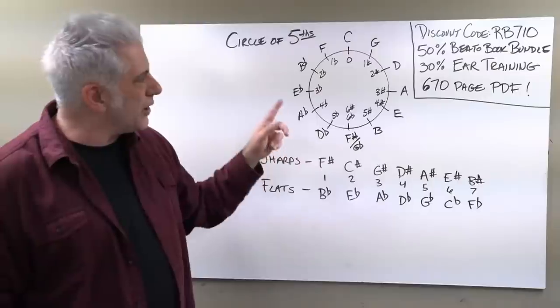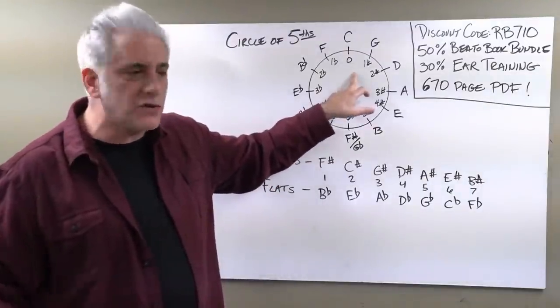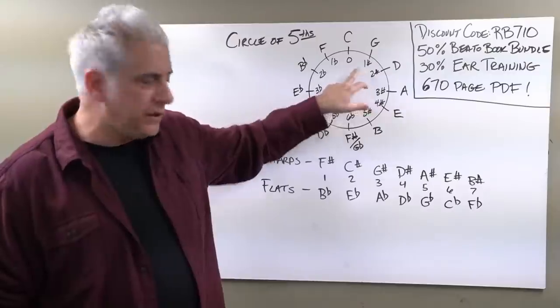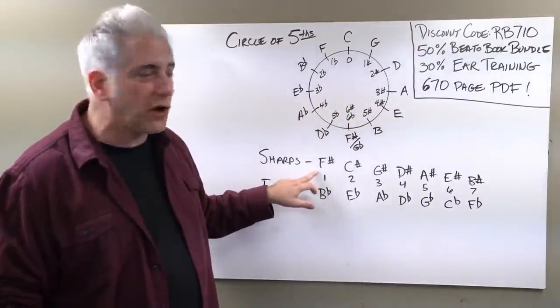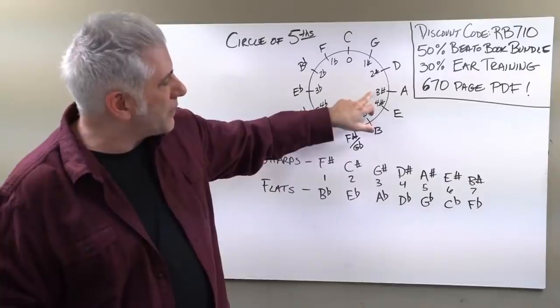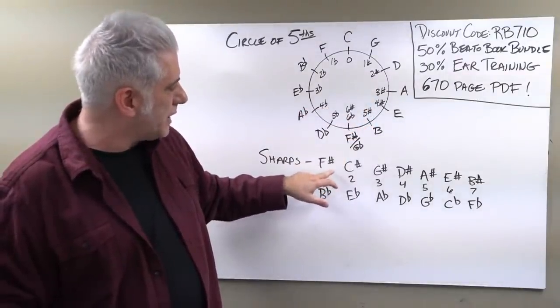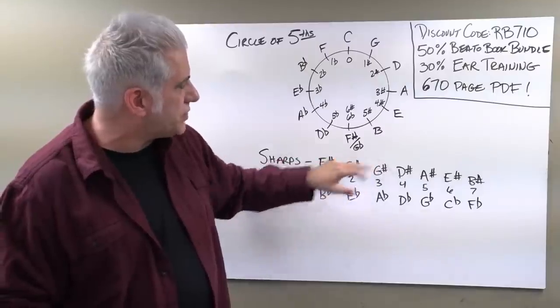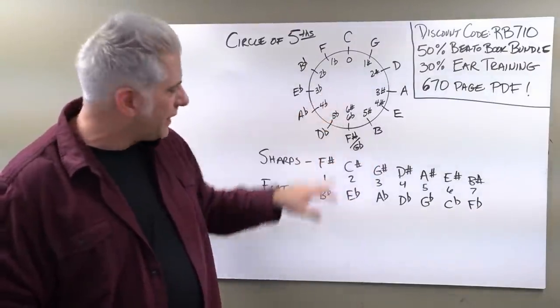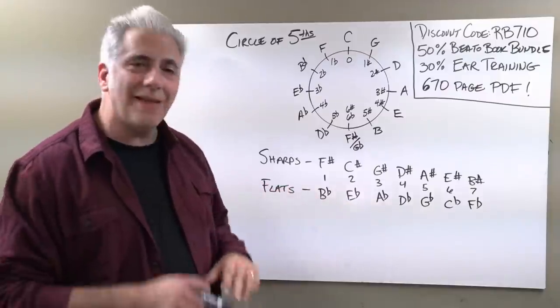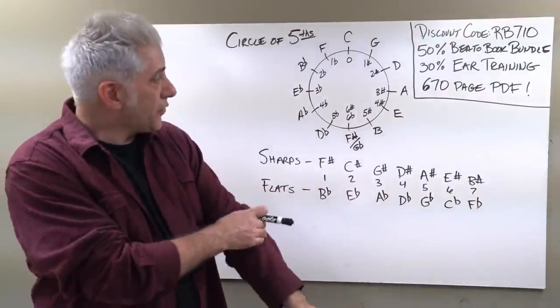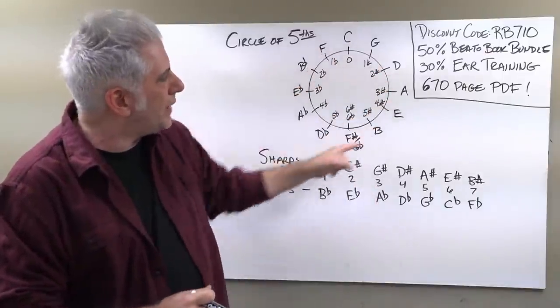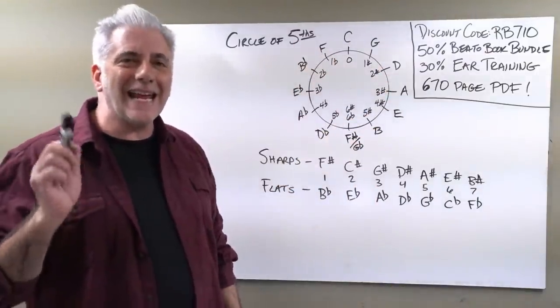Now, the way the chart works is, it says key of G major here, it has one sharp, and you go down to the first sharp, and it's F sharp. If the key has three sharps, like A major, it's the first three. So A major has F sharp, C sharp, G sharp. E flat major has three flats: B flat, E flat, A flat. It's that simple.